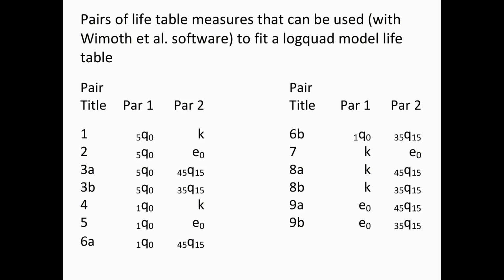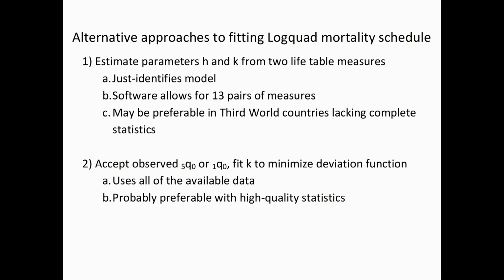Cases 9, A and B don't always converge. Okay, the alternative approach, number 2 here, is to accept the observed probabilities of dying in early childhood and to fit K to minimize a deviation function. This uses all of the available data, and it's probably preferable with high-quality statistics. That's what I've used it for.